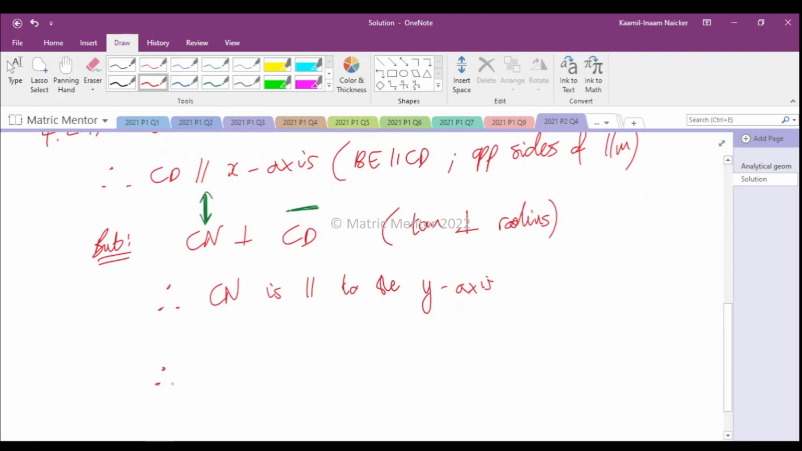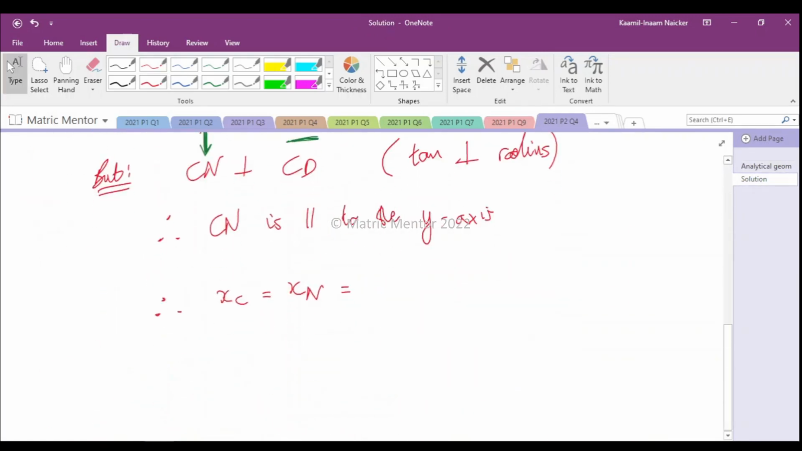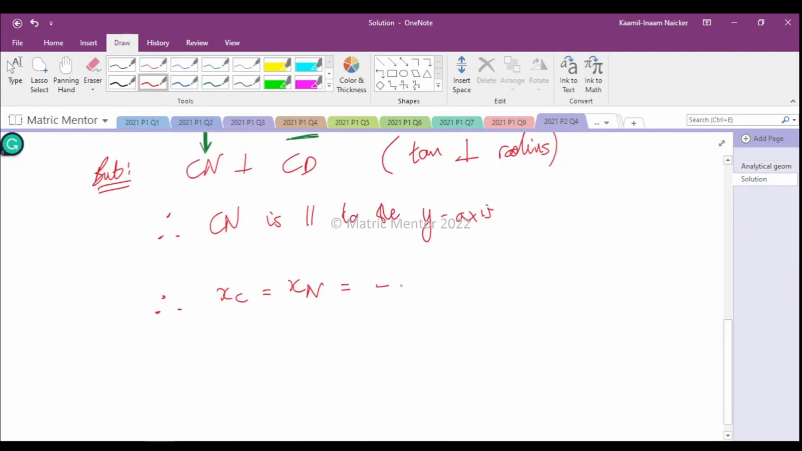And so I can say, therefore, the x value of C should equal the x value of N, which is equal to minus 1. The x value of C is the same as the x value of N, which is equal to minus 1. Okay, and I also know that my radius is equal to 4 units, and I'll say proven above.